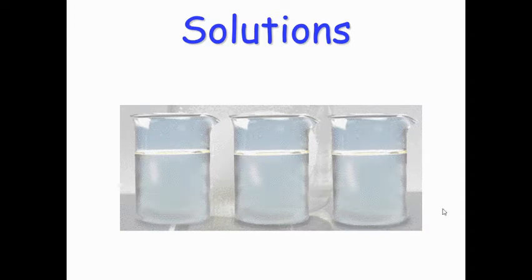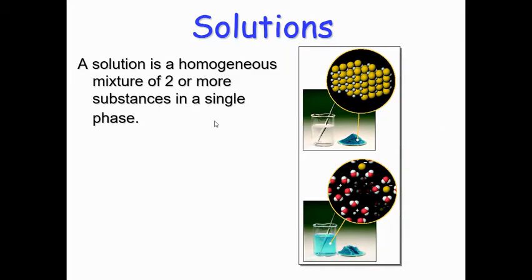Okay, so we're talking about solutions. So let's review what a solution is. A solution is a homogeneous mixture of two or more substances in a single phase. Homogeneous means it is uniform throughout. You can't see one from the other. An example of a homogeneous mixture would be vinegar in water or salt water. That would be a homogeneous mixture.